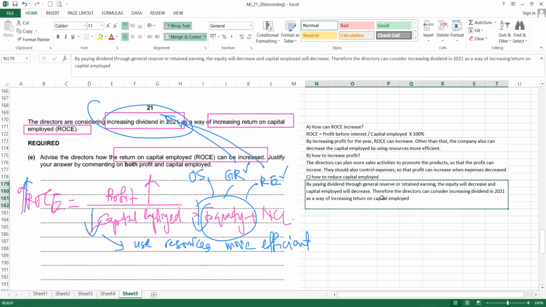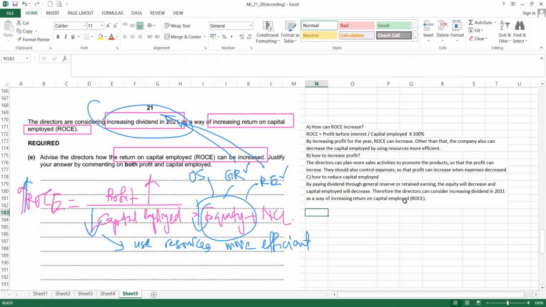So next sentence, therefore the director can consider increased dividend in 2021 as a way of increasing the return on capital employed, which is ROCE. So this is the answer we can use.